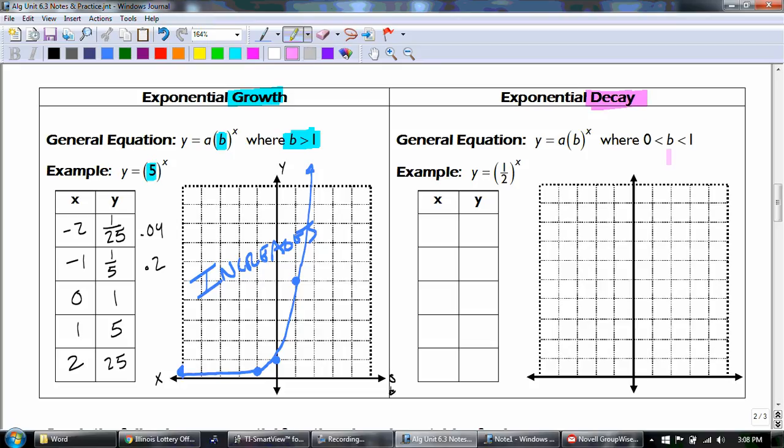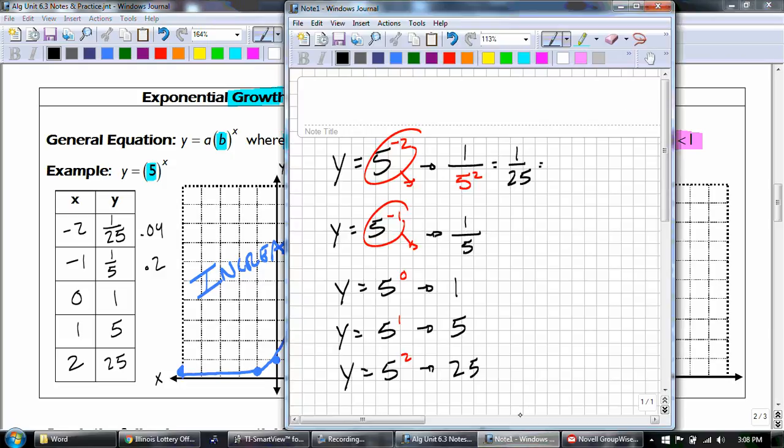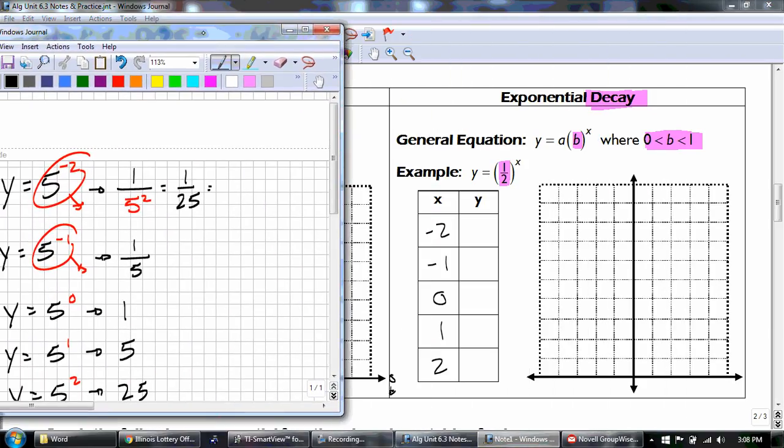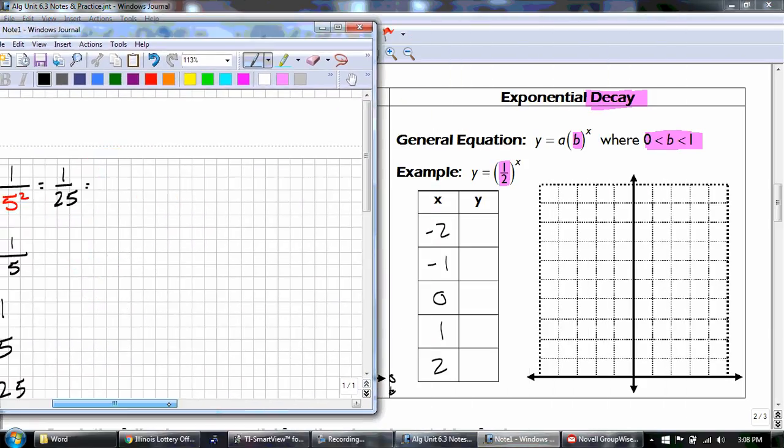Okay, so now let's talk about decay. Decay is where our number, our b, the middle number, is between 0 and 1. Okay, it's greater than 0, but it's less than 1. So we're going to do the same thing over here. We're going to write the -2, -1, 0, 1, and 2. And I'm just going to come over here and we're going to do the same thing.